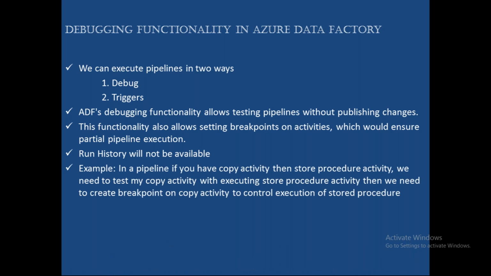Next example: in a pipeline, if you have a copy activity and then a stored procedure activity, you have two activities. We need to test my copy activity without executing the stored procedure activity. Then we need to create a breakpoint on the copy activity to control execution of the stored procedure. Same thing as whatever we discussed. We have copy and stored procedure activities. I don't want to execute the stored procedure activity. I want to execute the copy activity to test whether it's working or not. In that case, you can use this debug functionality and create the breakpoints.